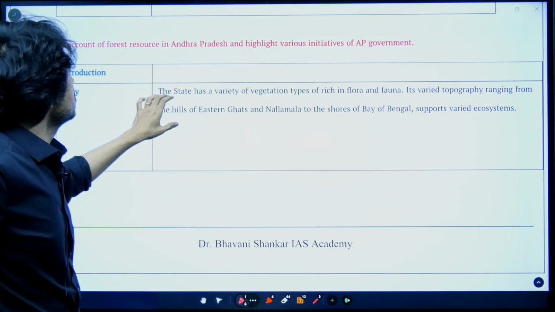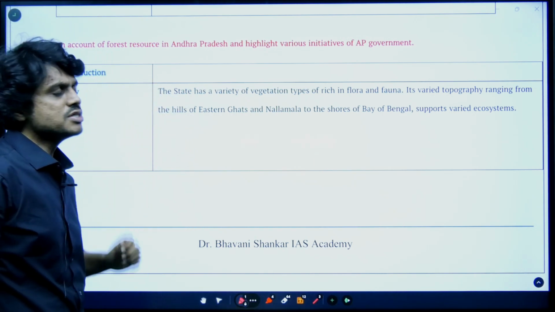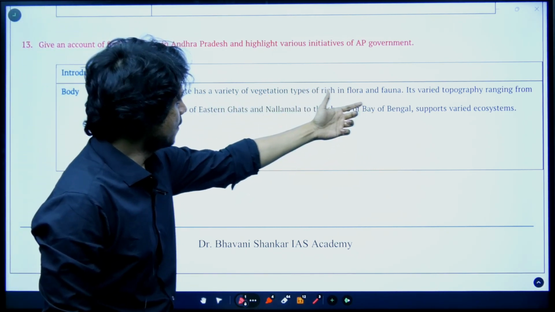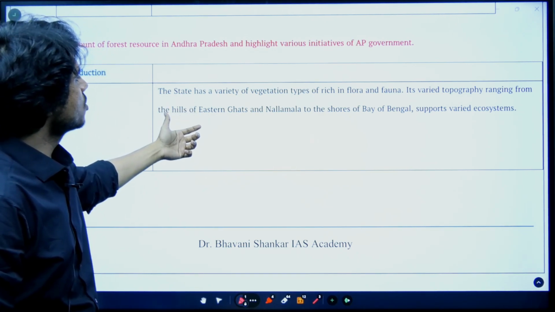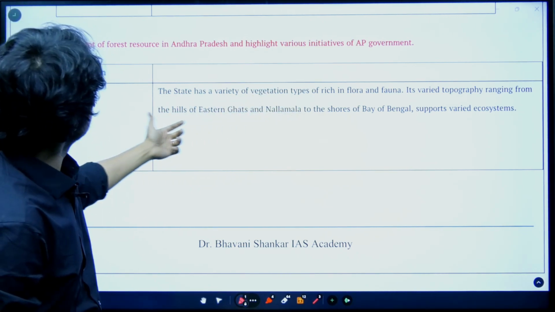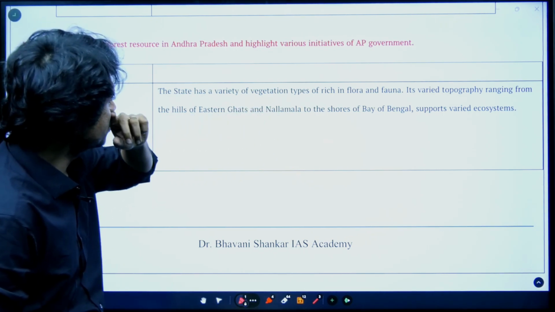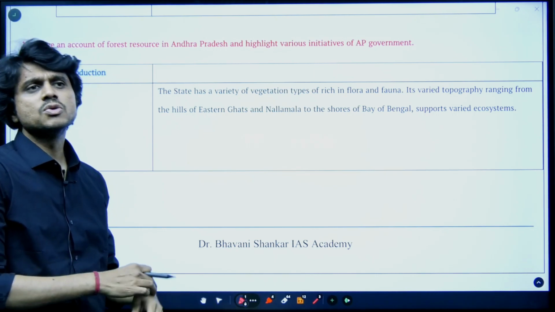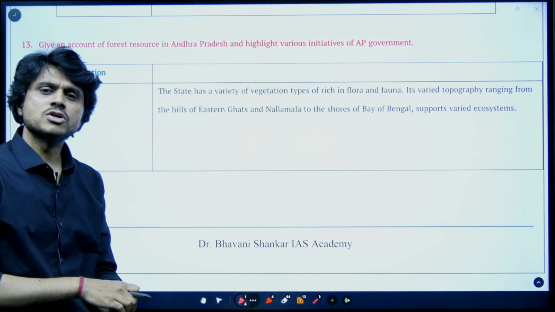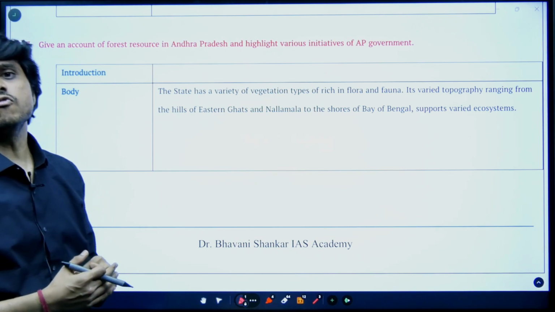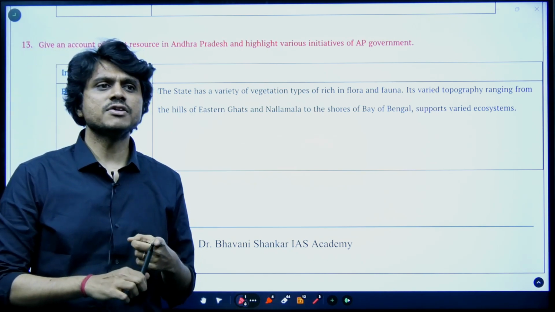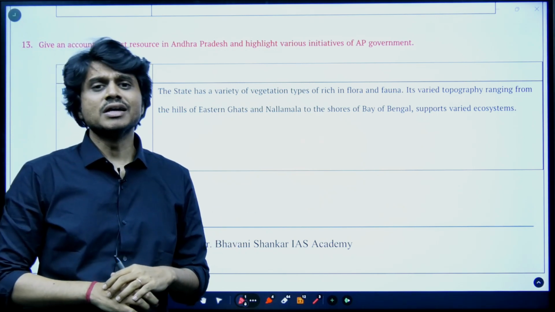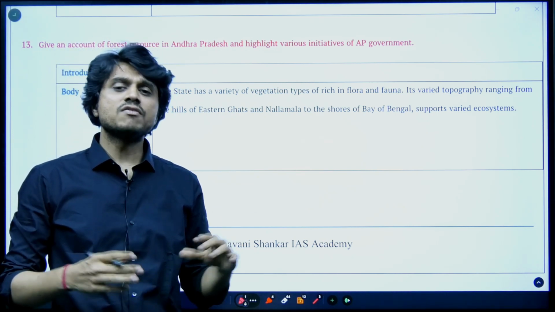So what would be the introduction for this? Vegetation: the state has a variety of vegetation types, depending upon the varying topography. The varied topography, ranging from the hills of the Eastern Ghats and Nallamala to the shores of the Bay of Bengal, supports various ecosystems. You can use this, or you can say that depending upon the topography, Andhra Pradesh can be divided into 4 biogeographic regions because of climatic and biogeographic factors like topography, slope, and all these things. Andhra Pradesh has a diverse type of vegetation.